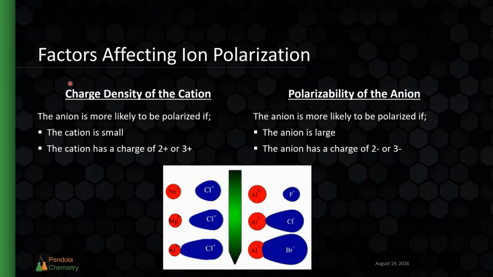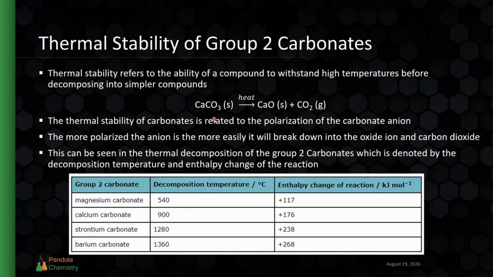Now that we know all of this, why does it matter? Why does it matter if the anion gets polarized? Well, with things like chlorides and bromides, that doesn't really matter. These are monoatomic anions. But when it comes to polyatomic ions, it starts to matter more.